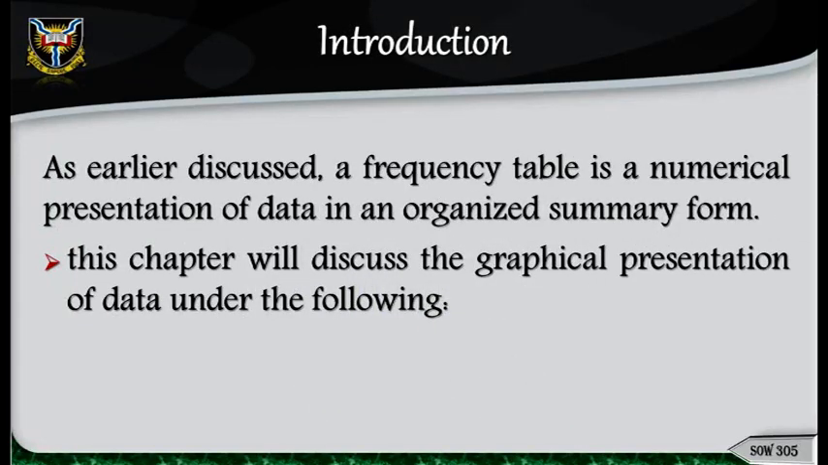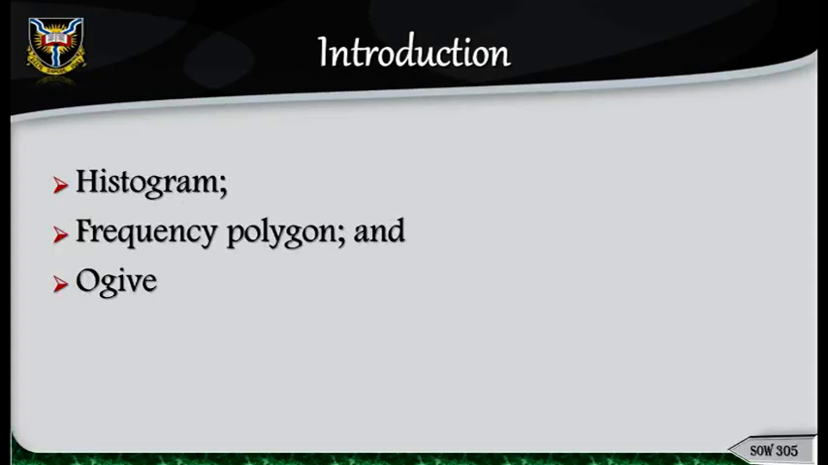Introduction. As earlier discussed, a frequency table is a numerical presentation of data in an organized summary form. To make this data information more attractive and easier for visualization of important features of the data, we use diagrams, graphs, and pictures. For this reason, this chapter will discuss the graphical presentation of data under the following: 1. Histogram, 2. Frequency polygon, and 3. Ogive.